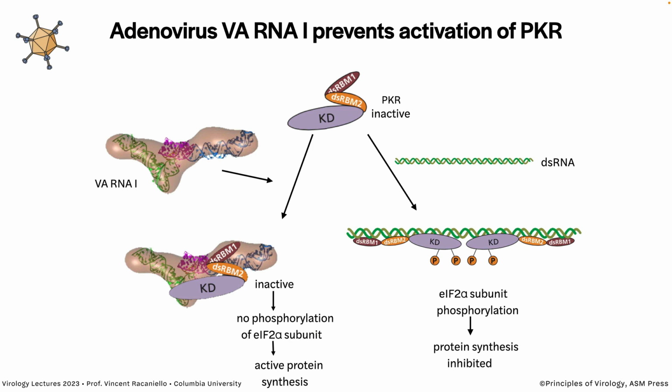So this is an RNA made pretty early in adenovirus-infected cells, and as the virus is making double-stranded RNA, before it can activate PKR, the VARNA is made, and that prevents its activation. So protein synthesis continues. It has to, otherwise the virus is finished. So that's one example. It's a small RNA that binds PKR, prevents its activation.